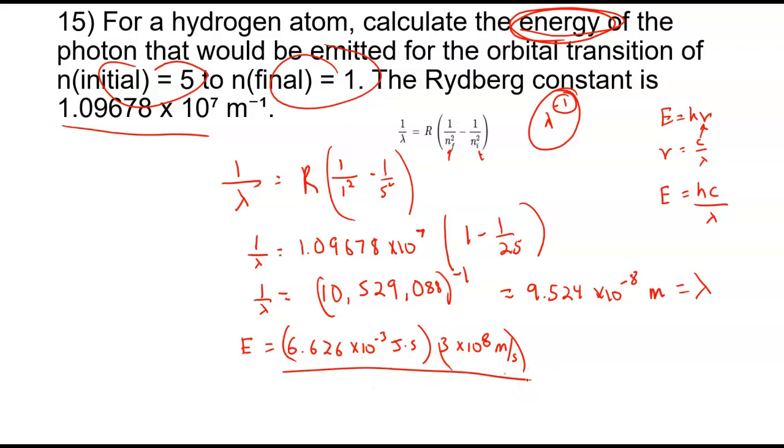Over our lambda, which is 9.524 times 10 to the negative 8. And this is meters. So you can see meters, meters, seconds, seconds, and you end up with your joules, which is 2.092 times 10 to the negative 18 joules.